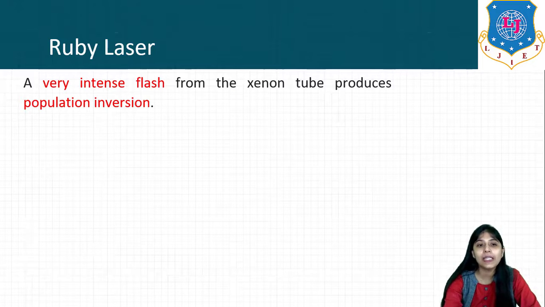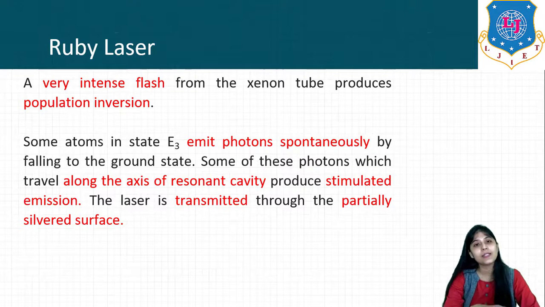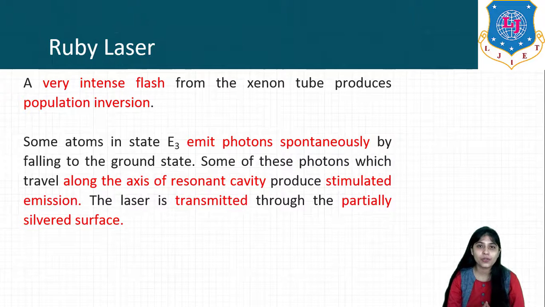When a very intense flash from the xenon tube produces population inversion, some atoms in the state E3 emit photons spontaneously by falling to the ground state, and some of the photons travel along the axis of the resonant cavity and produce stimulated emission. Now the laser is transmitted through the partially silvered surface. So in this way laser is produced. Again, the ruby laser produces pulses of laser. It produces high pulses of laser, but its efficiency is very low.